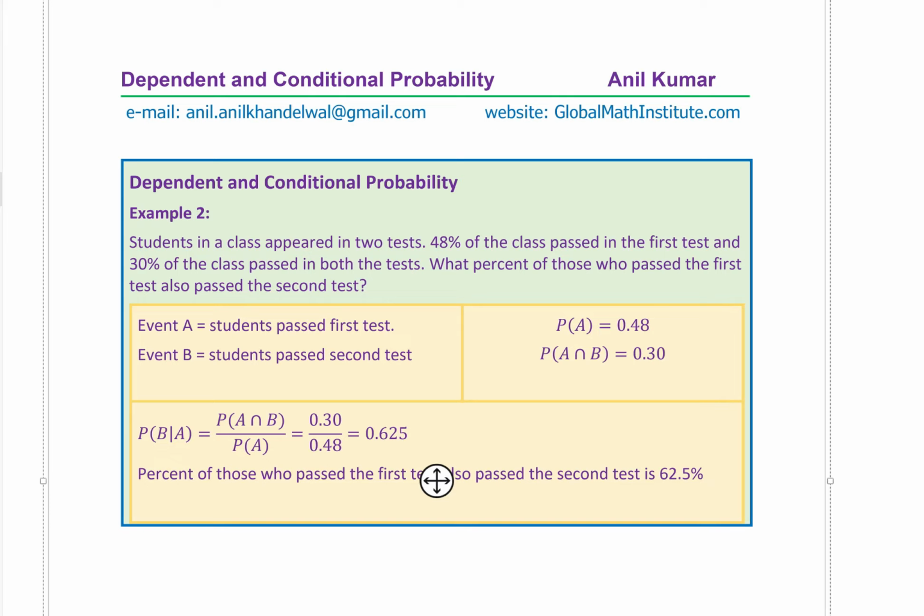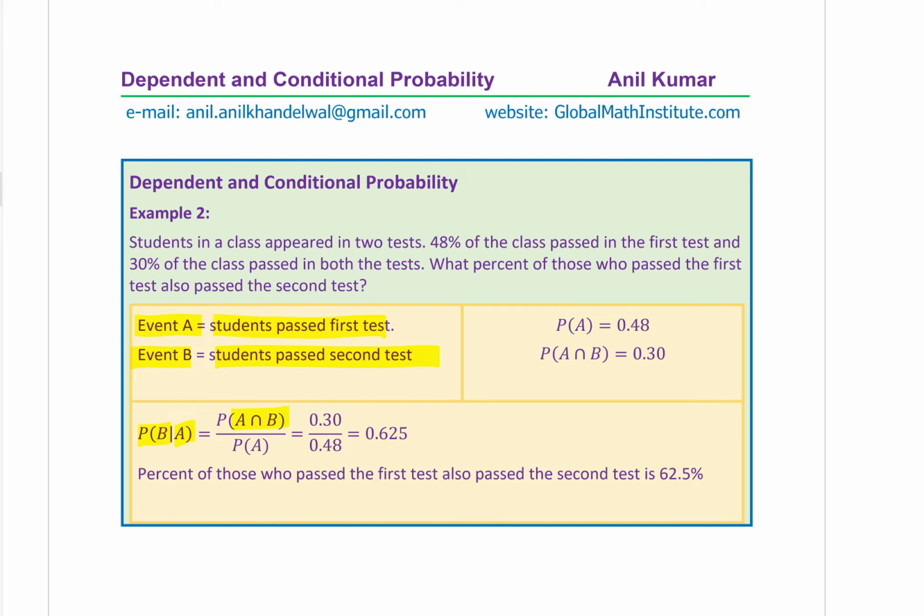So let's define our event. Event A, students passed the first test. Event B, students passed the second test. Conditional probability: we want to know the probability of students who passed the second test when we know that they already passed the first test, right? That becomes the conditional probability.